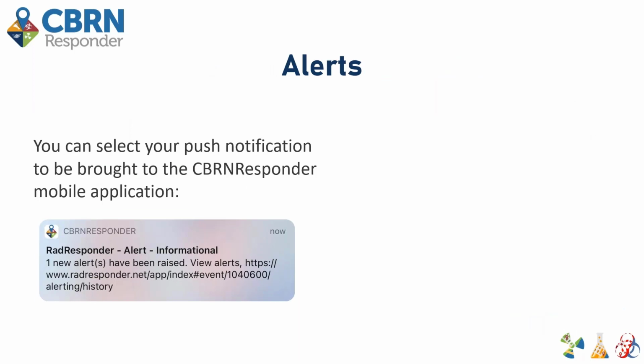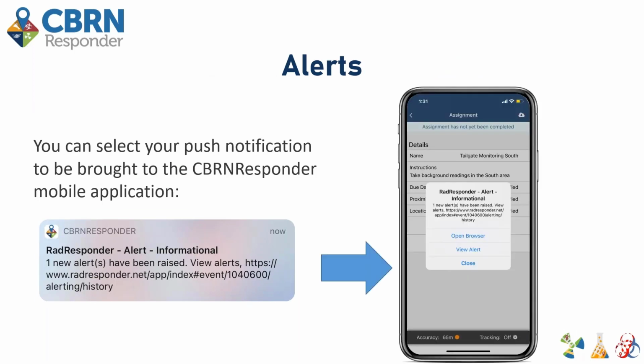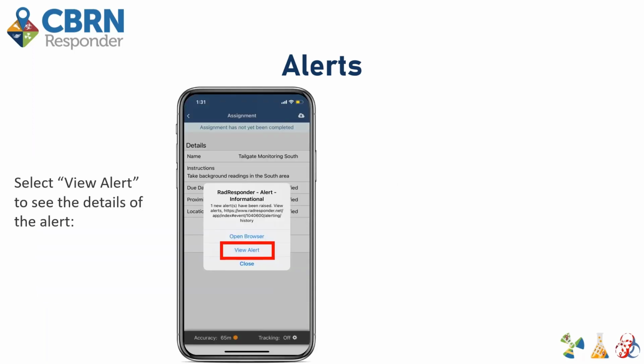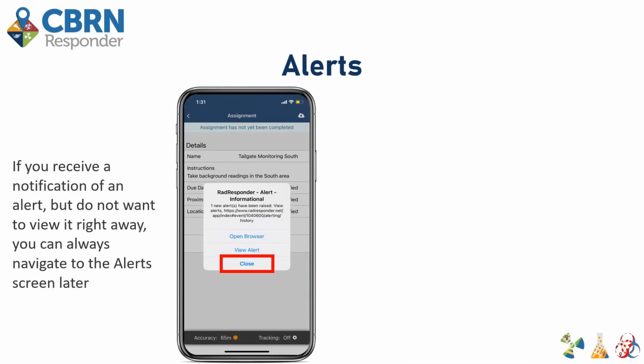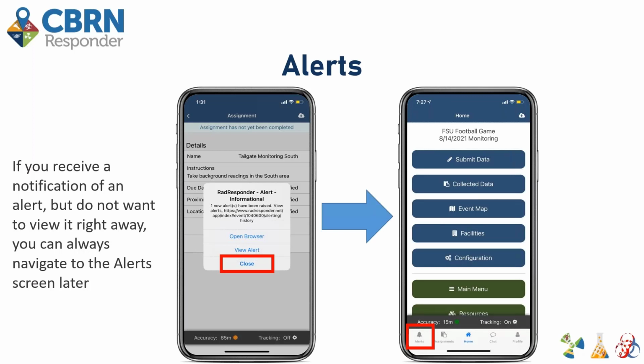For alerts, I can select my notification to be brought into the CBRNResponder mobile app. I'll select View Alert to see the details of said alert. If I receive the notification of the alert, but I am in the middle of something, I don't want to view it right away, I can always navigate to that alert screen later. I'll just select Close from the pop-up, and then at any point, I'll just enter into the alerts page by clicking that bell alert icon.